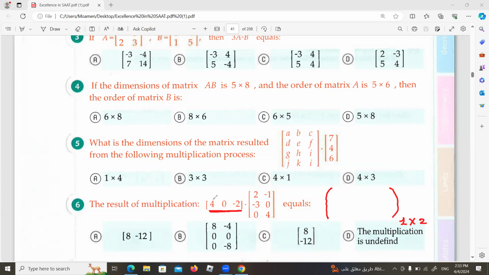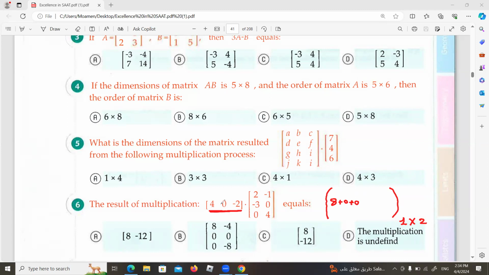Okay. You multiply 4 by 2. Yes, I just multiply here. 4 multiplied by 2 is equal to 8. So I just write 8. And then after that, 0 multiplied by -3 is 0, plus 0. And then after that, -2 multiplied by 0 equals 0 also. So I just add 0. This is the first element. Okay, I'm going to the second element.